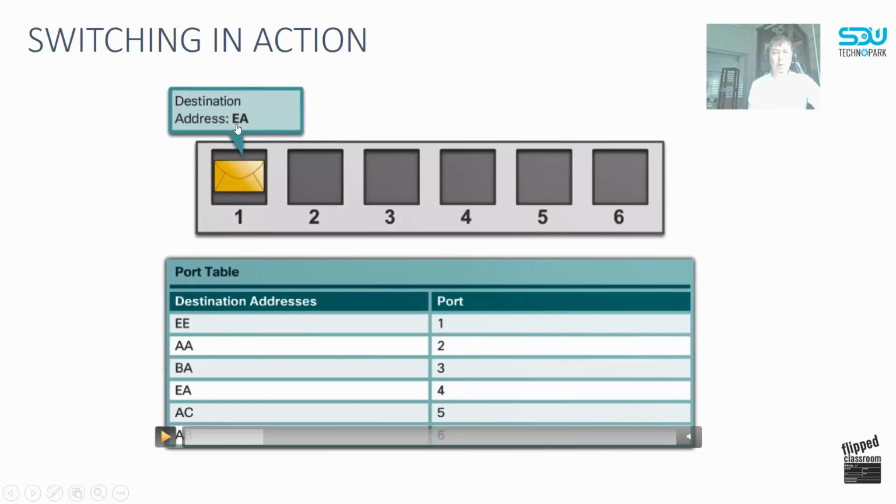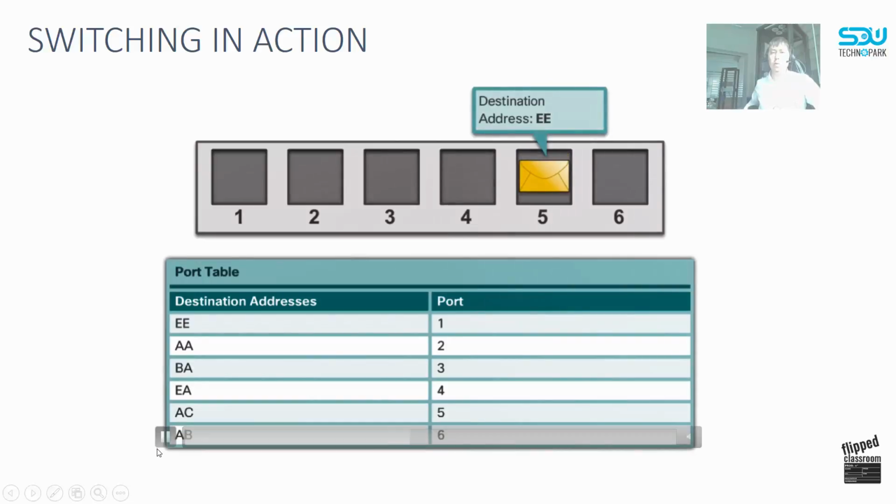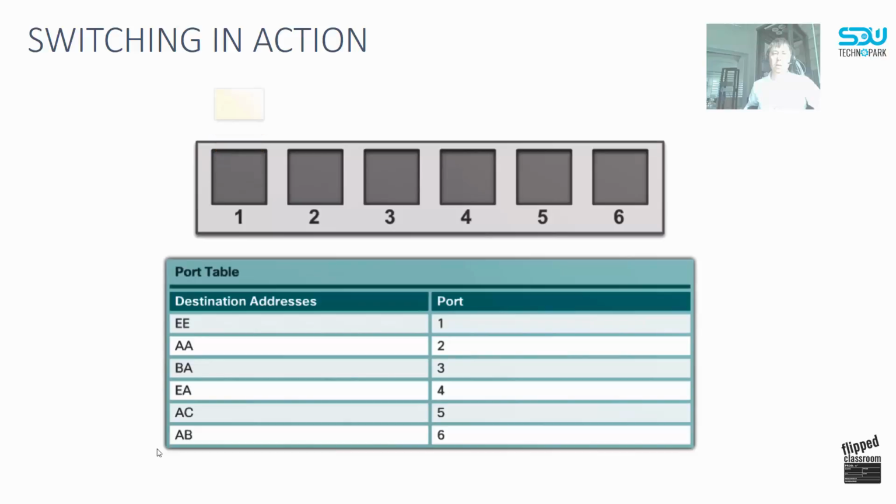The frame goes to the EA MAC address, so the switch is able to find where this EA MAC address is tracked. It is registered on port 4. So the switch resends this frame to port number 4. And a new frame comes with destination EE. Destination EE is bound to port number 1. Next, destination AB is bound to port number 6.